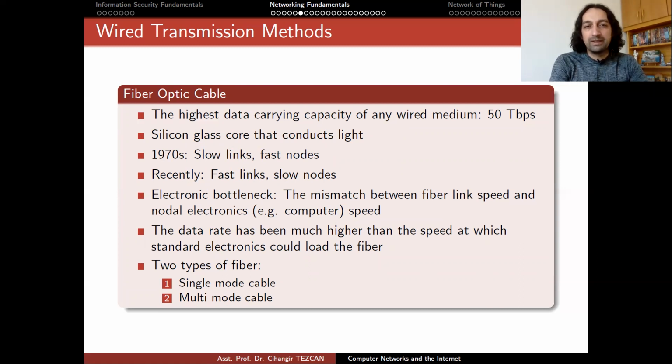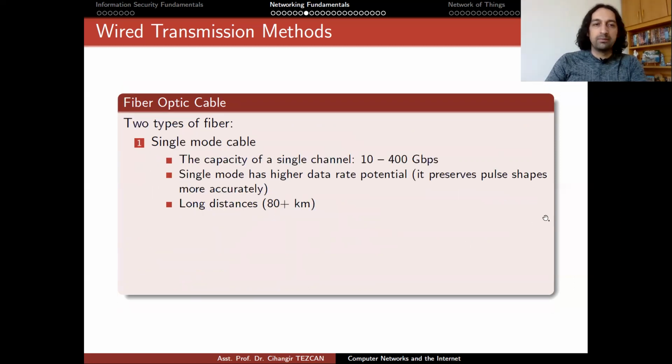So the electronic bottleneck is the mismatch between fiber link speed and nodal electronics, for instance, server or computer speeds. The data rate has been much higher than the speed at which the standard electronics could load the fiber. And there are two types of fiber, single mode cable and multi-mode cable. Both of them have different properties and you have to choose depending on your needs.